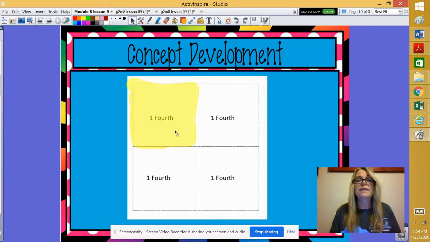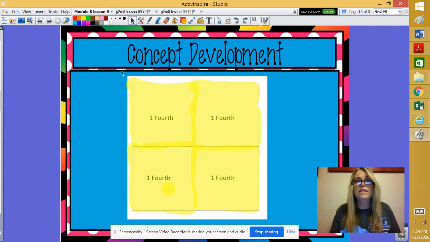So here I have shaded in 1/4. How many fourths are not shaded? Count them. 1/4, 2/4, 3/4. 3/4 are not shaded. Good job. Now we have shaded 1/4, 2/4. 2/4 of this square is shaded. 2/4 are not shaded. How many are shaded now? Smarty, that's a good job. 3/4 are shaded.